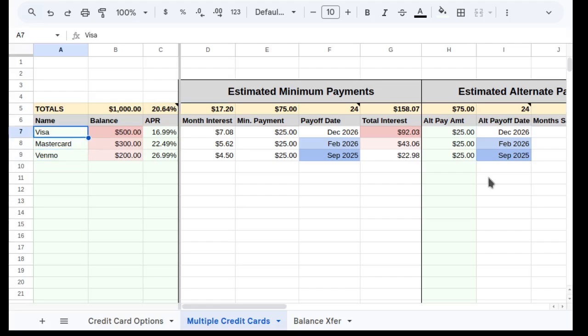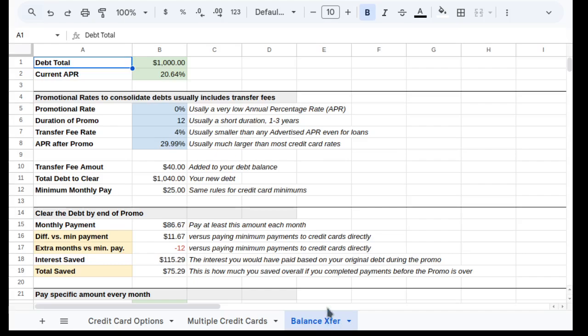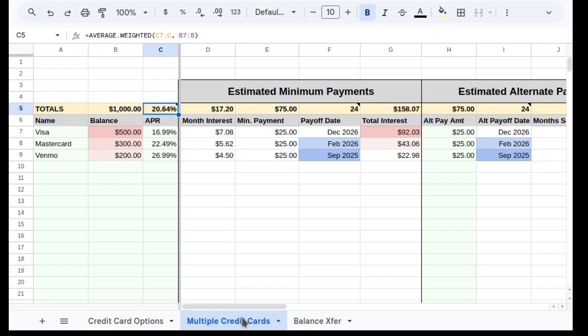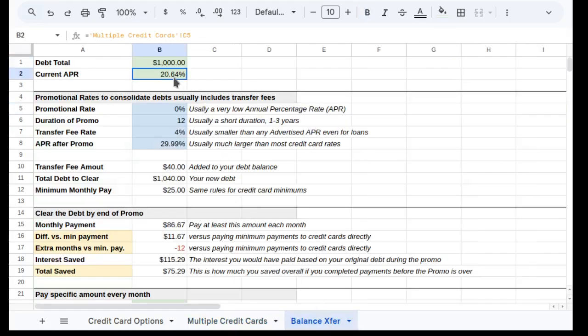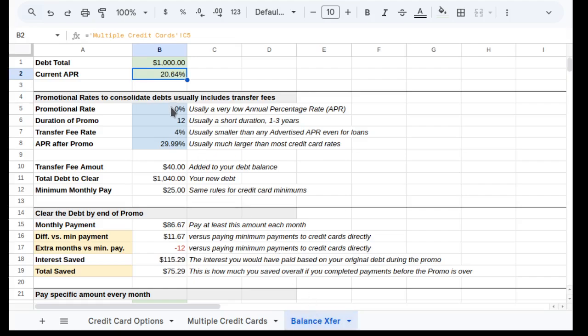Now, another option that a lot of people do is they say, oh, I'll just use a balance transfer, get a promotional rate for this $1,000 interest. And this is a weighted average based on these balances and the APRs here. And we're going to move over to this sheet. So this sheet is, this debt total is coming from the multiple credit cards. The APR is coming from that weighted APR, just to make it a lot easier for the calculations here.